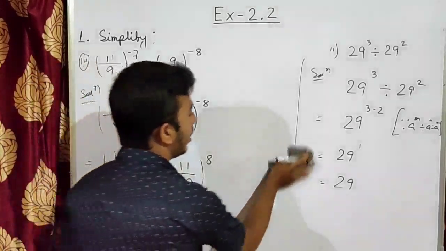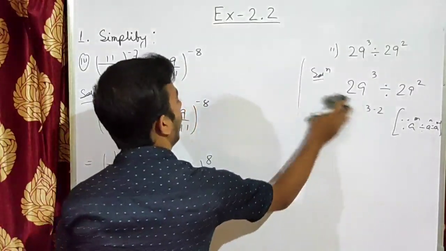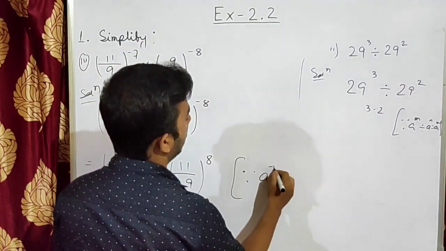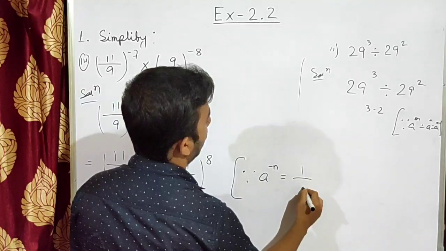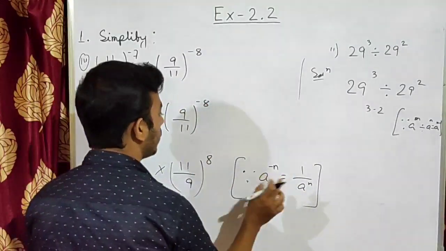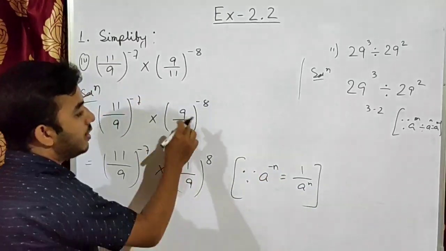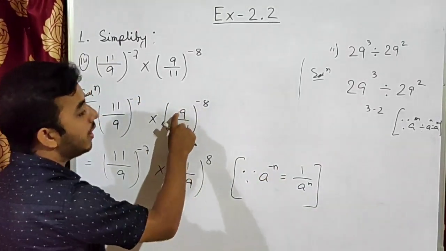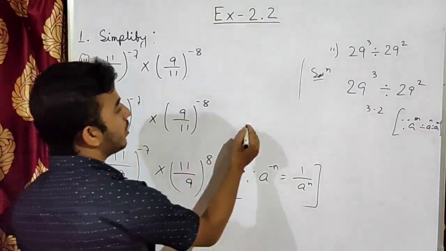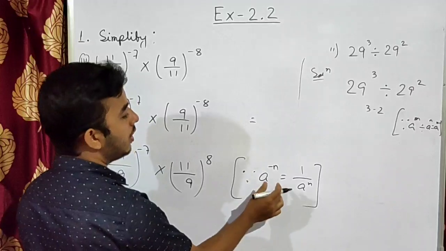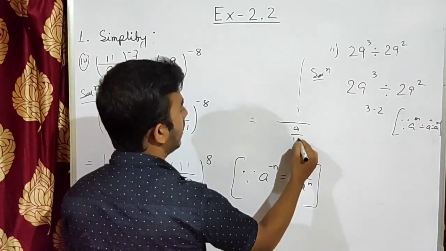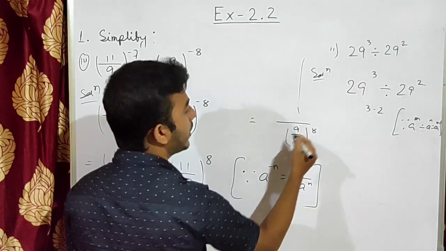Look, why can we write this? Because we have one law: a to the power minus n equals 1 by a to the power n. Clear? I hope you have understood this. If you didn't understand, let's look. Consider this is a, 9 by 11 is a and this is our minus n. So what can we write with this law? We can write it like this, right? 1 by 9 by 11 to the power 8. We can write this, right?